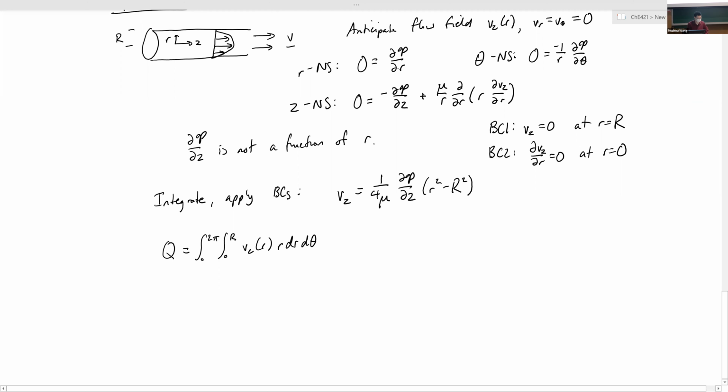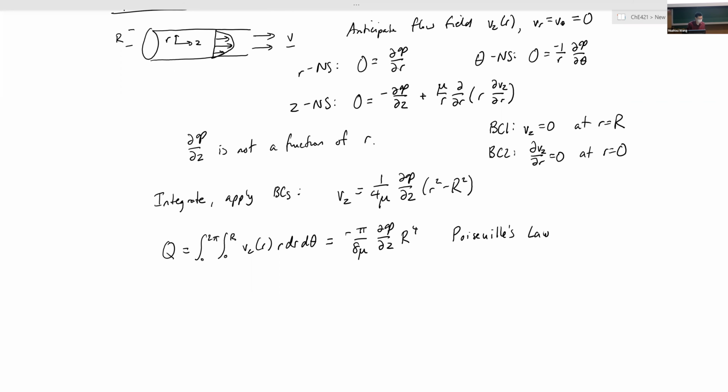Like that. And we can integrate this, and we get something that looks like this. Okay, and this is the Hagen-Poiseuille's law, right? All right. Any questions on this? This took like 5 minutes, right?